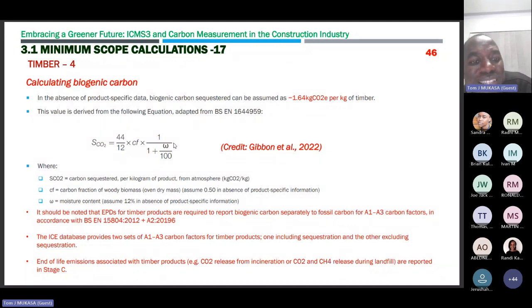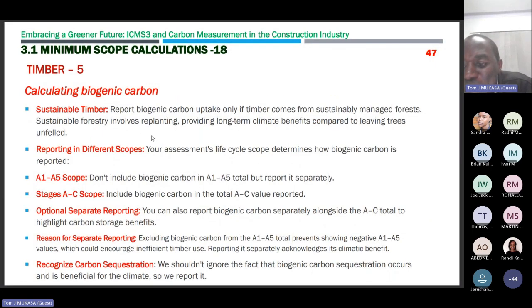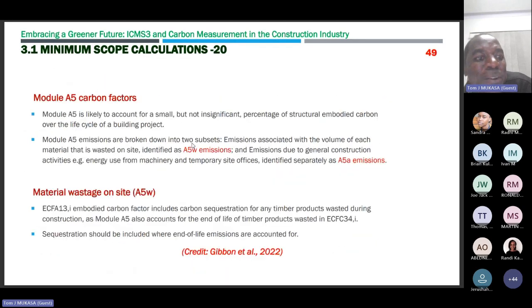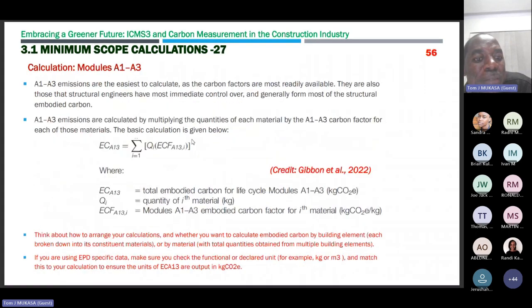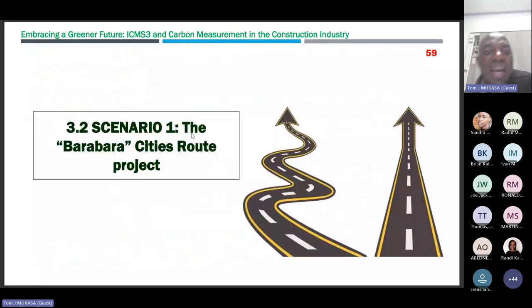The calculations, I think I'm not going to do them because of time. I'm going to rush to the examples. They are simple examples. You'll forgive me for this. So we need to save some time for Q&A.